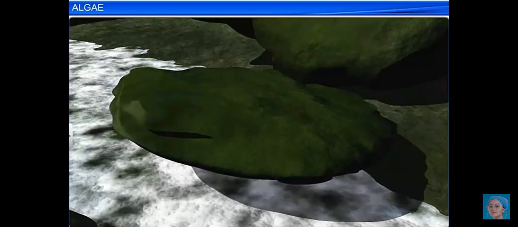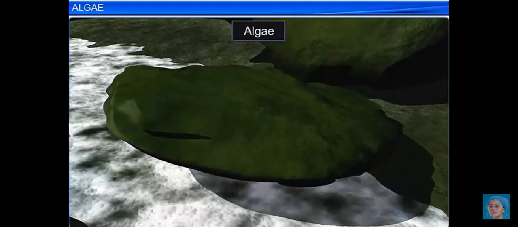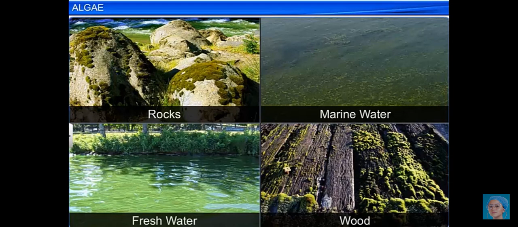Rocks lie close to the sea. This green layer is algae. These are simple, thalloid, chlorophyll-bearing autotrophic organisms. You can spot algae growing on moist rocks and stones, in marine and freshwater, and on wood.